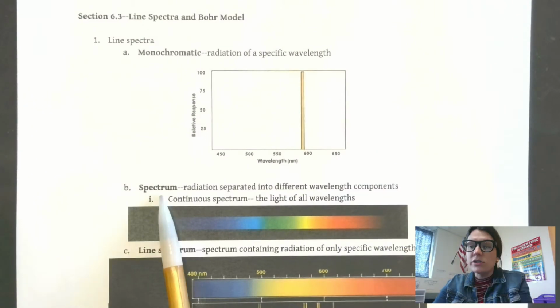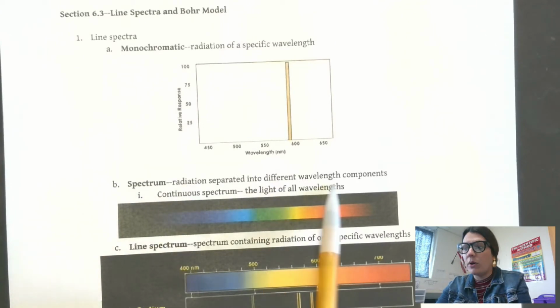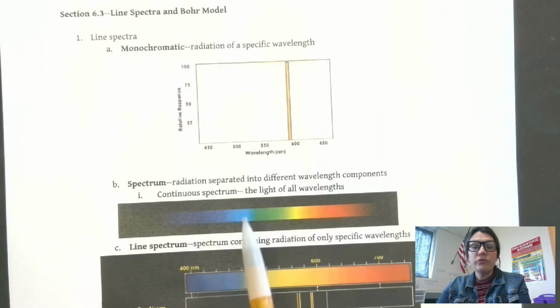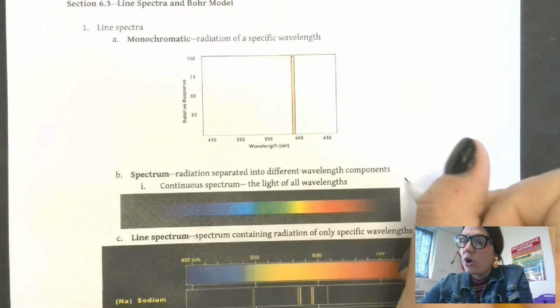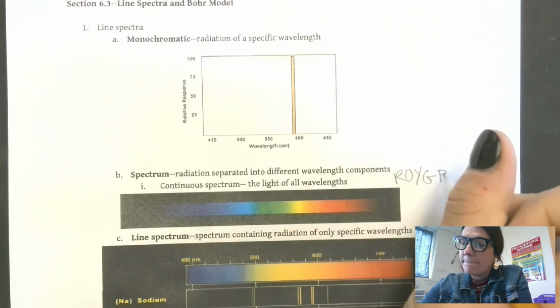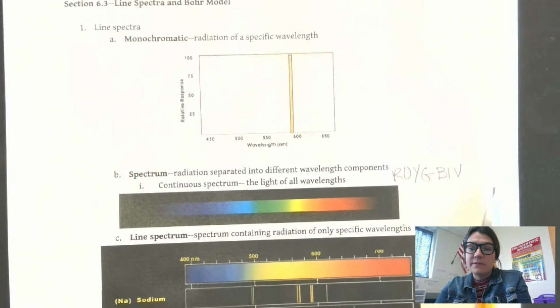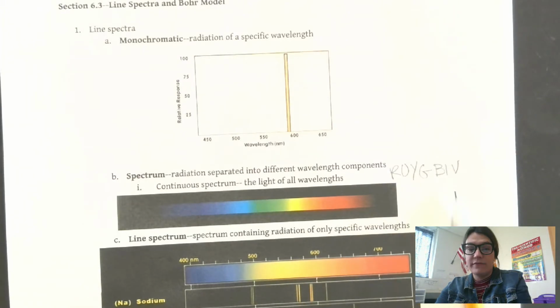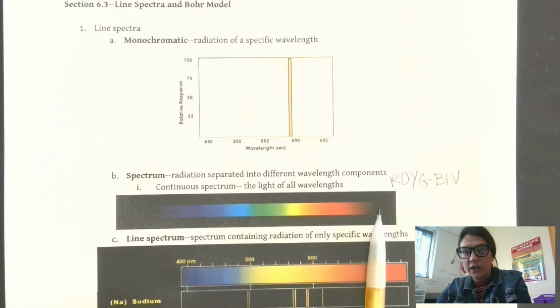You can also have a spectrum, which is radiation separated into different wavelength components. Okay, so you've heard of our visible spectrum. Maybe you've heard about it in terms of Roy G. Biv. Okay, so red, orange, yellow, green, blue, indigo, violet. The reason why we see different colors is because those different colors have different wavelengths. Okay, so in a continuous spectrum here, you can see that I have all of the different colors, which indicates that I have all of the different wavelengths present.